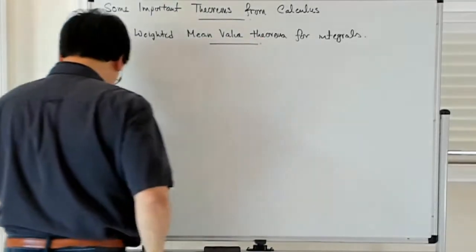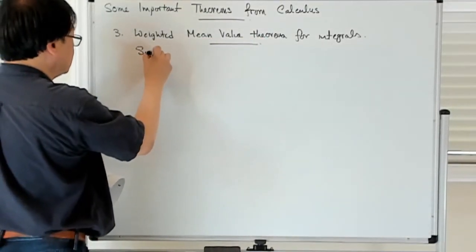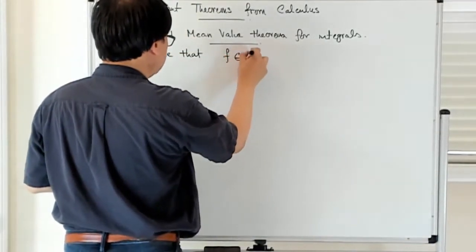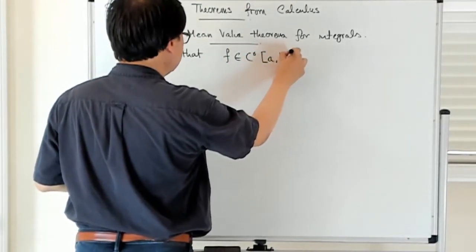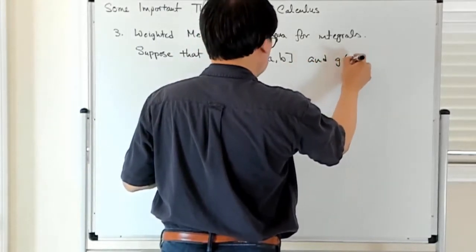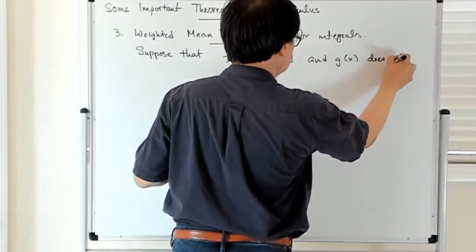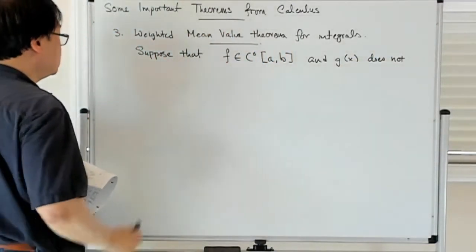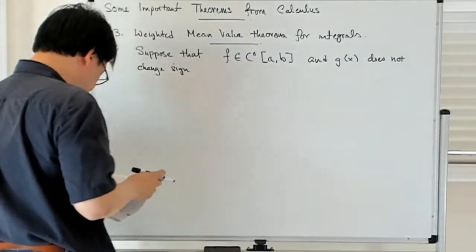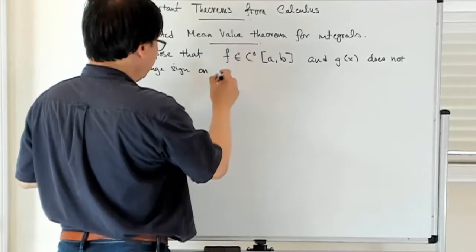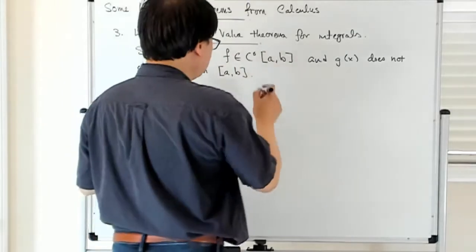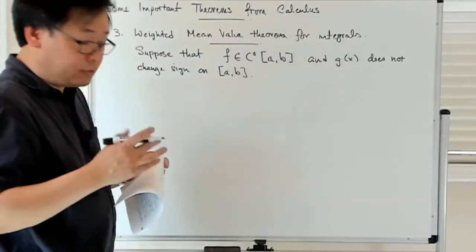Okay, all right, so let's suppose that f is continuous. Again, f is C0 in the interval from a to b, and g of x does not change sign. So g of x is going to be our weight, and we don't want the weight to change sign in the interval from a to b. If you have those two conditions, then the weighted mean value theorem for integrals states the following.